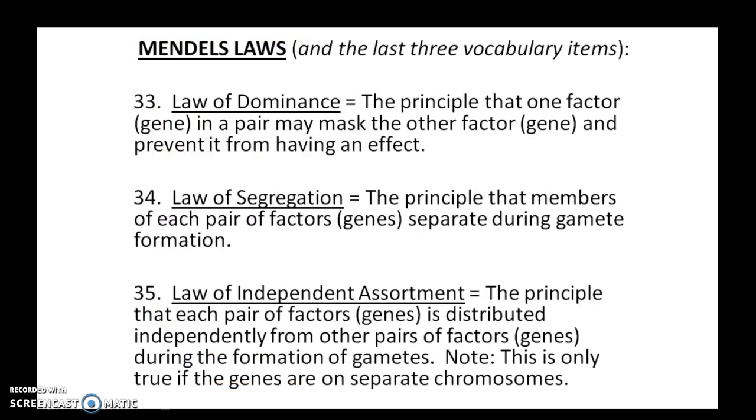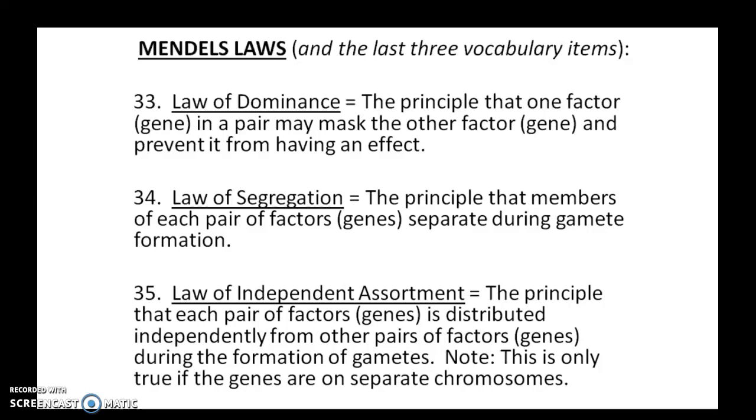These laws are as follows. We have the law of dominance, and this is basically saying that we have dominant genes and we have recessive genes. Dominant genes typically mask your recessive genes. You may have heard of this before we even started this chapter, and that is fine. The law of segregation. To segregate means to separate something. So this is the principle that members of each pair of genes, so one gene from mom, one gene from dad, separates during gamete formation, which you guys saw when we learned about meiosis last chapter.